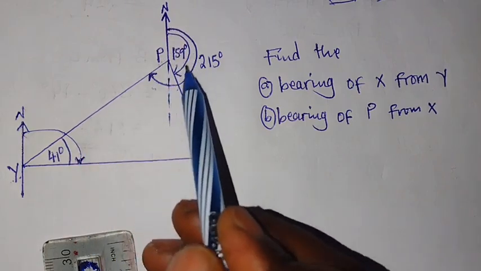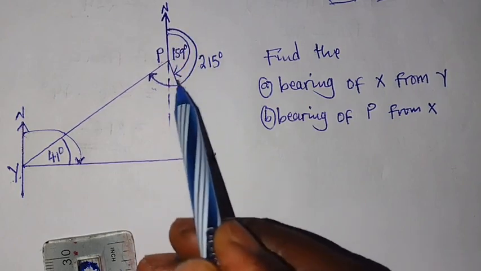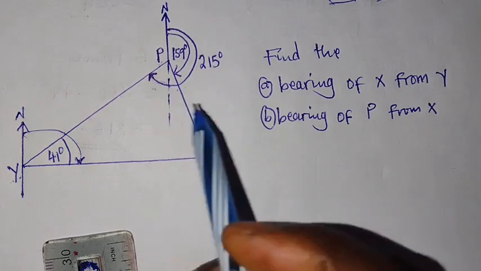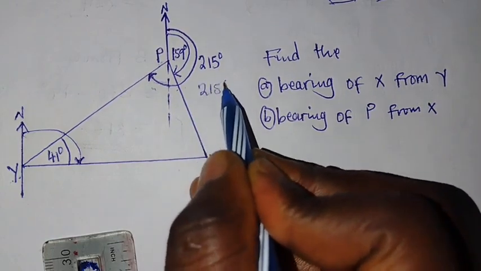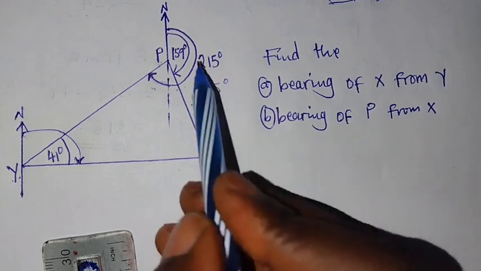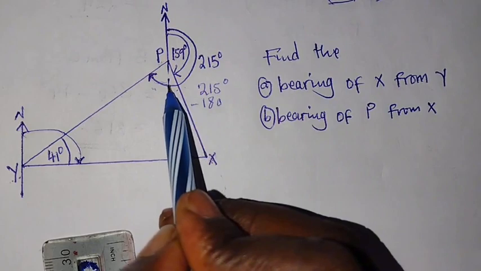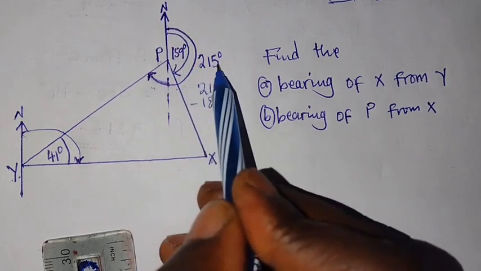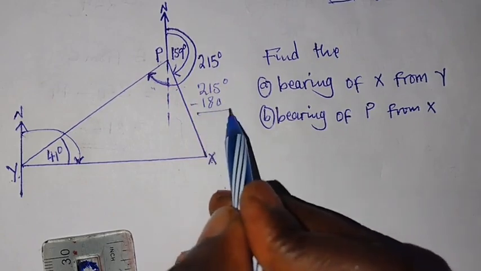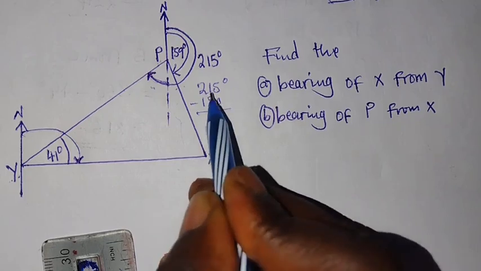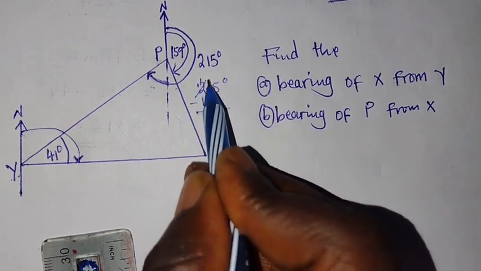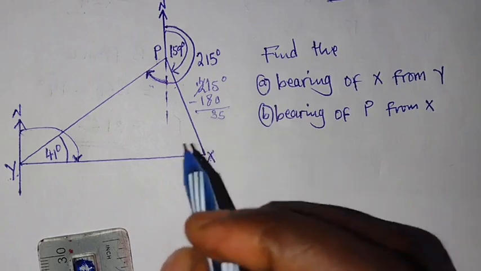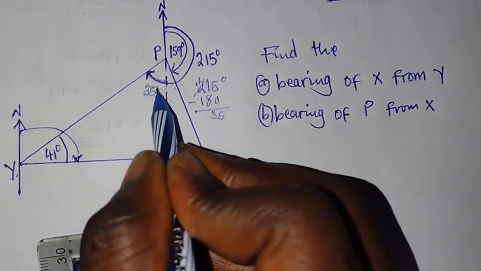We know that from here up to here is 180, and from here up to here we have been given 215. So to find the remaining angle right here, we say 215 degrees subtract 180, because from here up to here it's 180, the property of a straight angle. So 5 minus 0 is 5. 1 minus 8, it can't, so we borrow, and we have 11 minus 8, which gives a 3. So here there was 35 degrees.